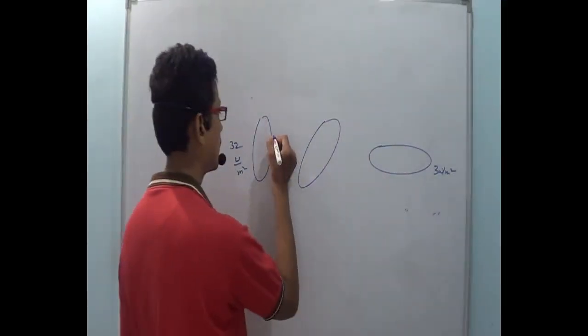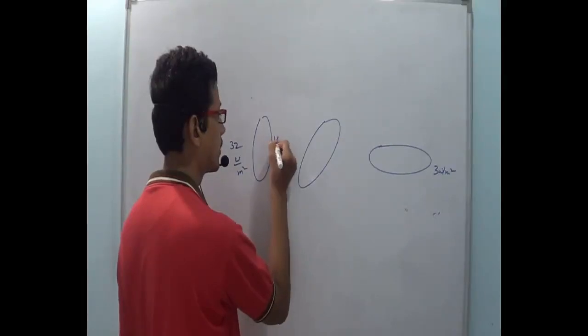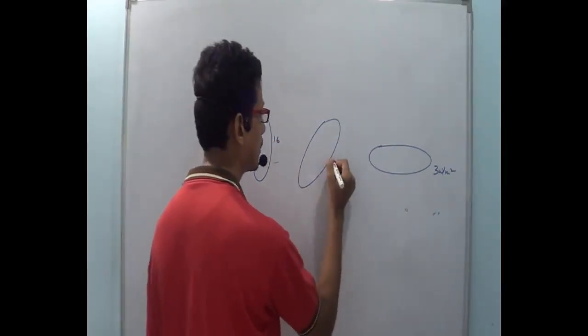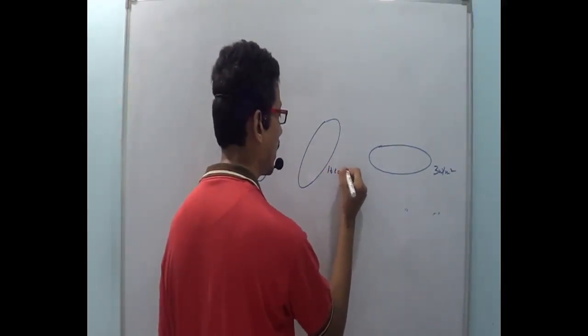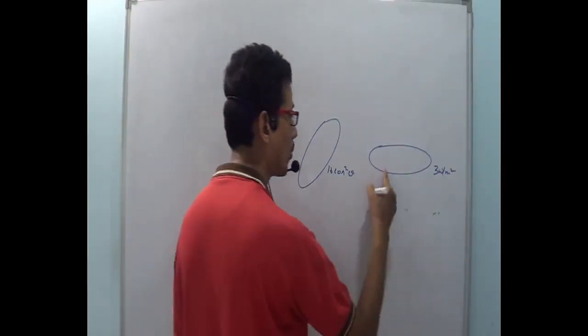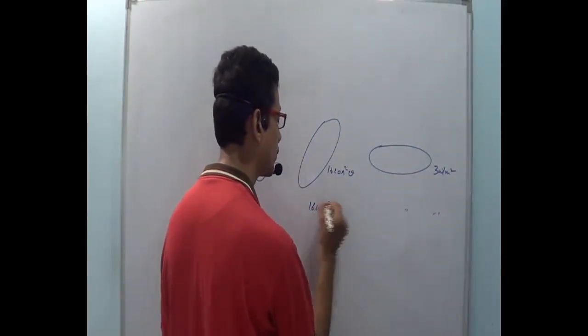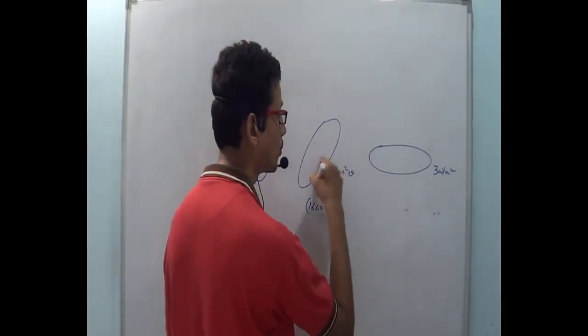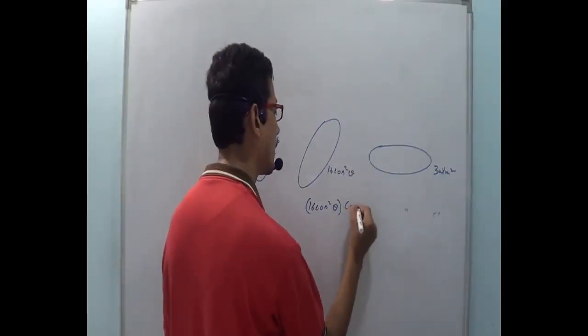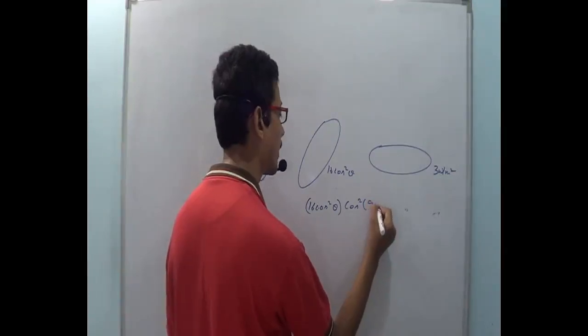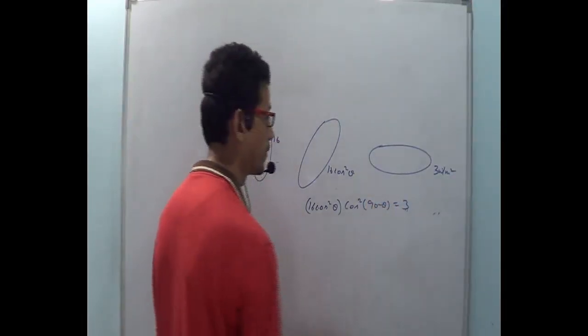So this is 32, what will it be? 16. And after the second, 16 cos square theta. I will find theta. And now what is this here? 16 cos square theta into, what is the angle between these two? 90 minus theta. Malus law I am applying. Cos square (90 minus theta). This is given as 3.